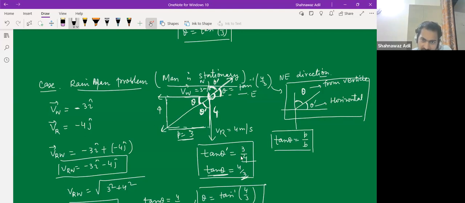Okay. In this case, theta dash is 37 degrees and this is 90 minus 37, which is 53. So these would be the two angles. Both the angles are correct. So if you write 53 degrees from the east, this is also correct. Or if you write 37 degrees from the north, this is also correct.